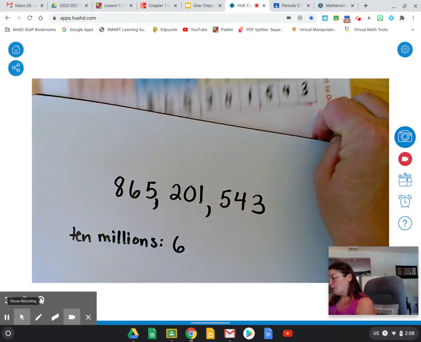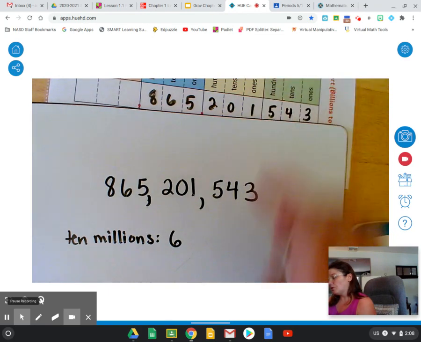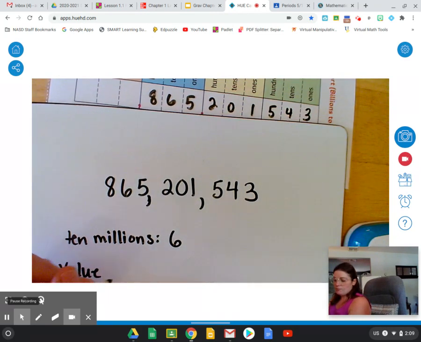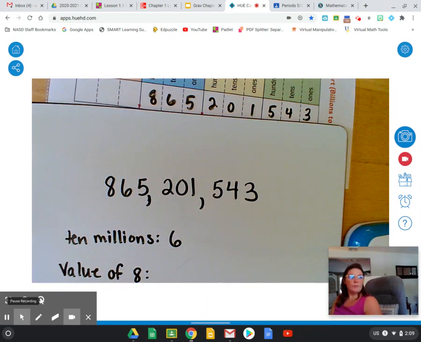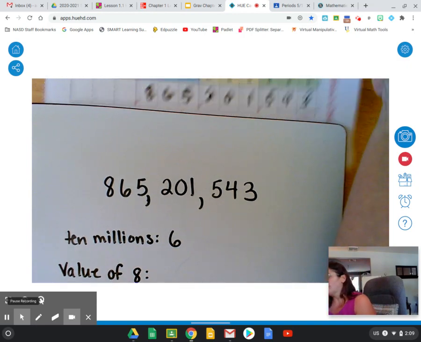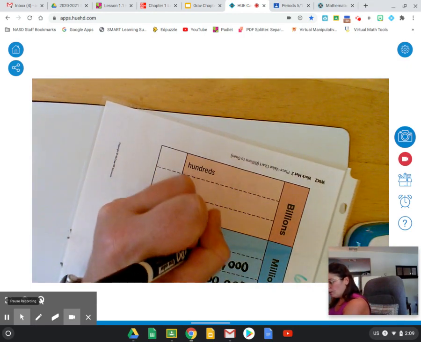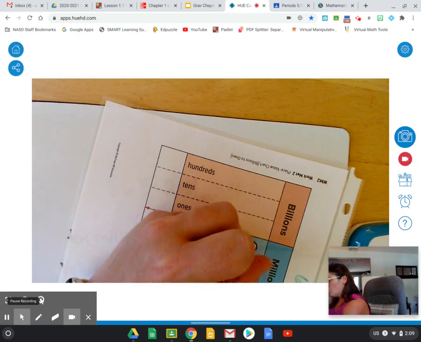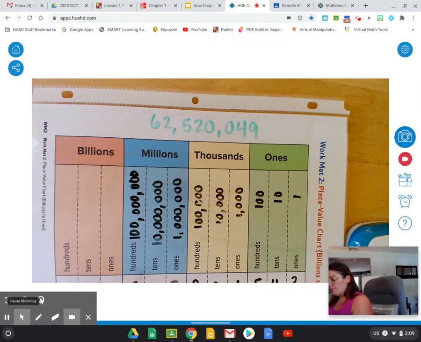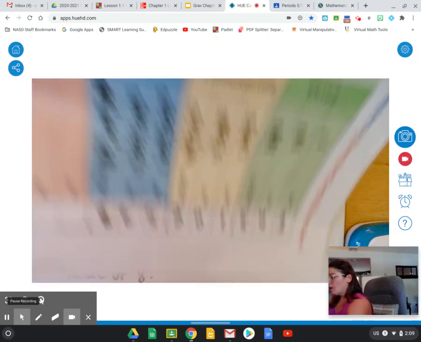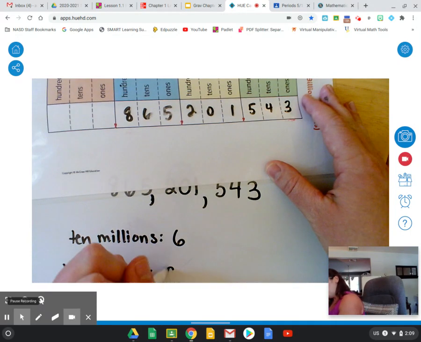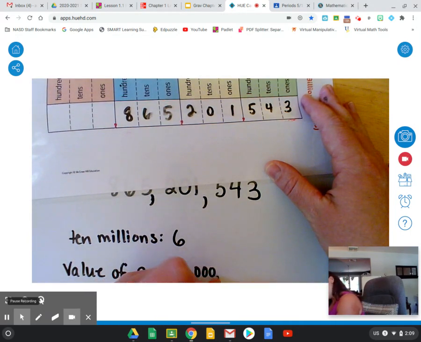I could also ask you about the value of different digits. So what is the value of the 8? So if I want to know the value of the 8, I could again look at my place value chart. The 8 is in the 100 millions. So if I have 800 millions, I have 800 million.